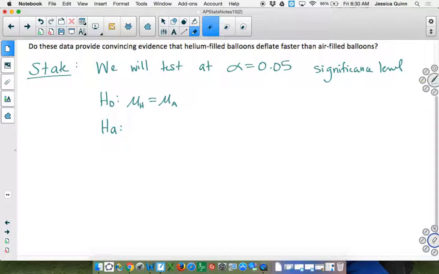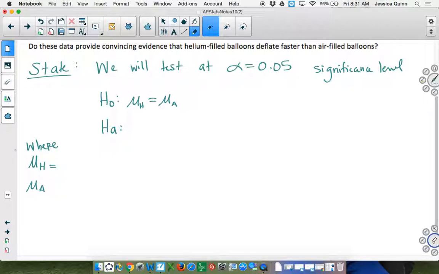Okay, so it said, do these data provide convincing evidence that helium-filled balloons deflate faster than air-filled balloons? Well, before I write my alternative, I need to say what mu H and mu A are. Where mu H is what? Is it the difference? The true mean difference? True mean circumference, just the circumference of the helium-filled balloon. After 3 days.